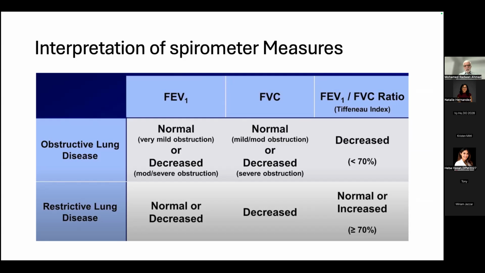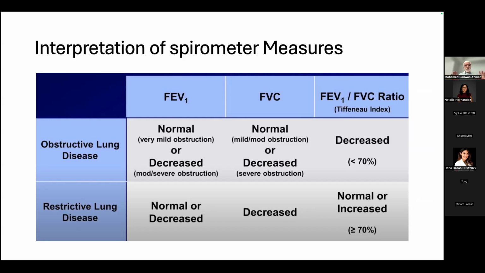Okay? If it's less than 70%, it means there is obstructive lung disease. Make it this way, and this is the take-home message: remember that FEV1 over FVC is going to be less than normal in obstructive lung disease. This is more than enough for today's lecture on the pulmonary function test.